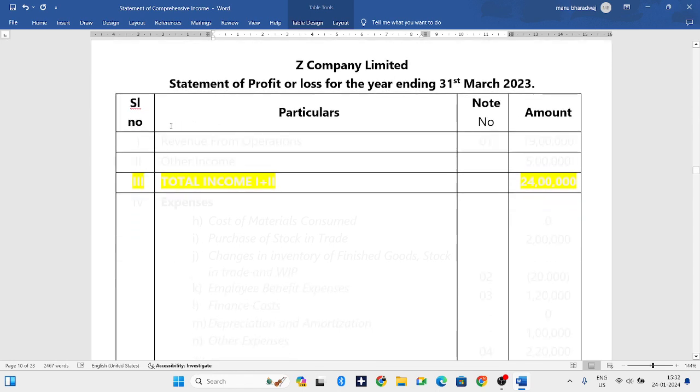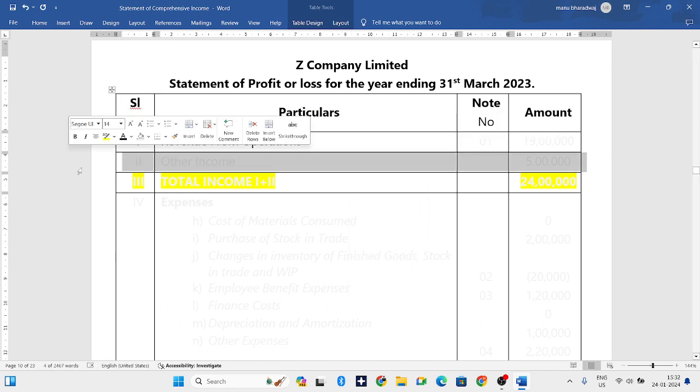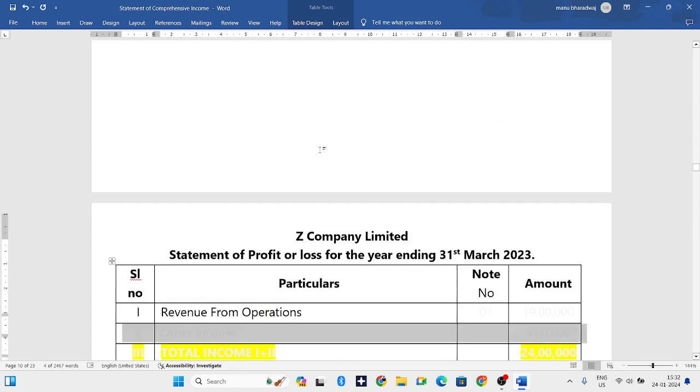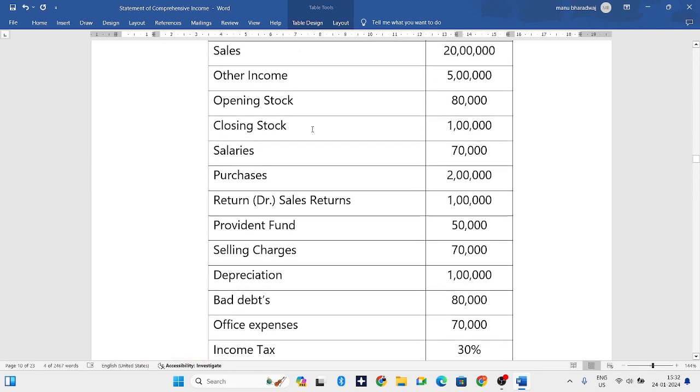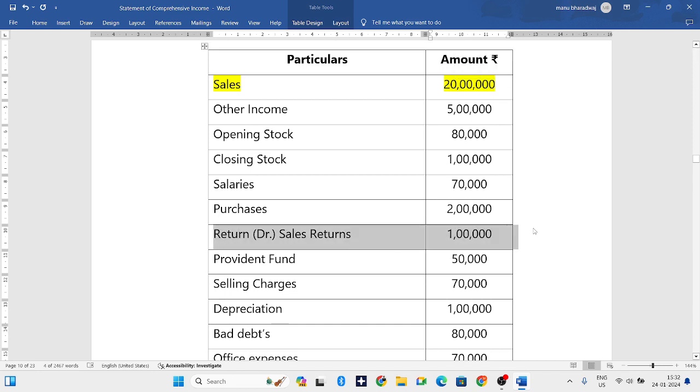Now this is a format. So first item what we have to write is revenue from operations. First item will be revenue from operations. Now if you check in the question, we have sales also as well as sales returns also.